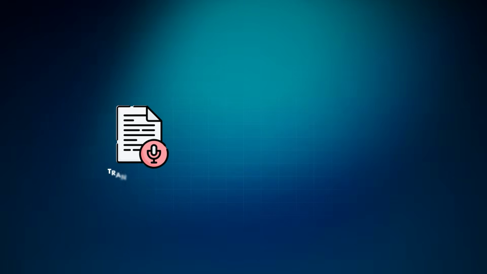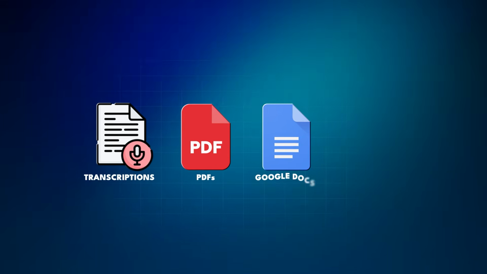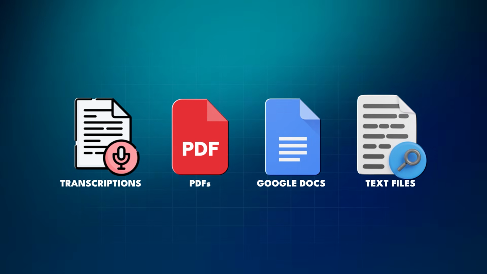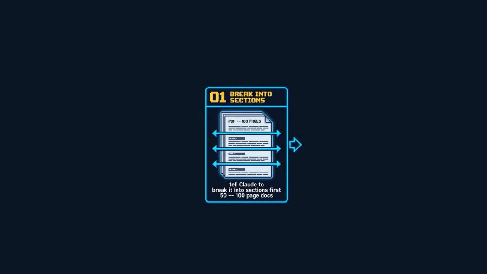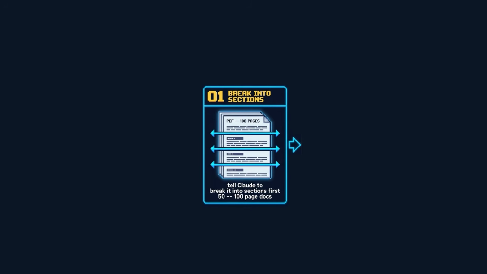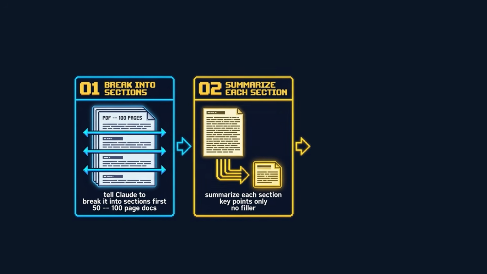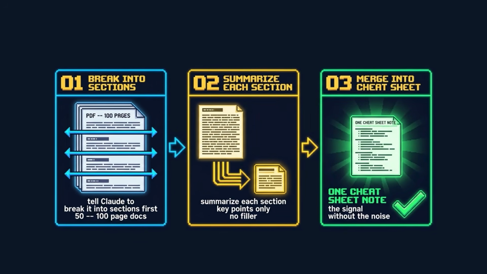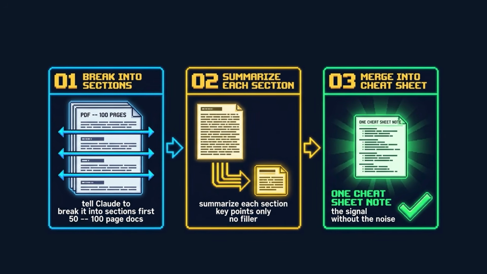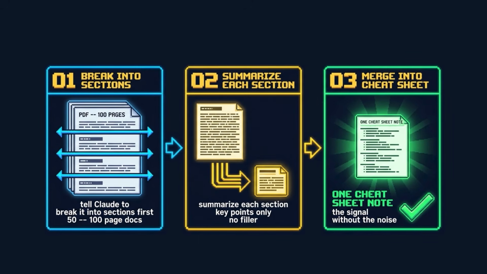Works for transcriptions, PDFs, Google Docs exported as text, anything you can point Claude at. For long PDFs, 50, 100-page documents, tell Claude to break it into sections first, summarize each section, then merge the key points into one cheat sheet note. That's the cleanest way to handle heavy files without losing the signal.